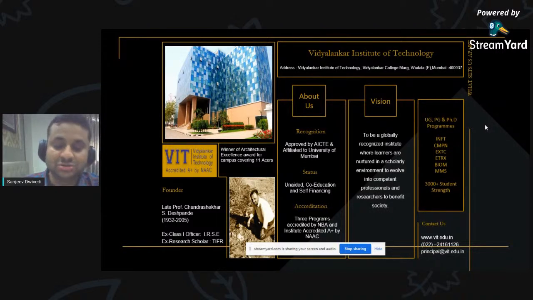It's his vision for VIT to be recognized globally as an institute where learners are nurtured in a scholarly environment to evolve into competent professionals and researchers.